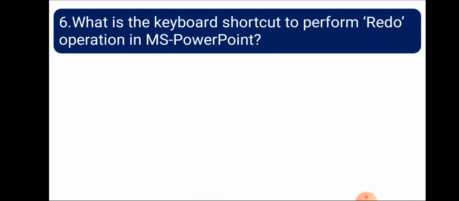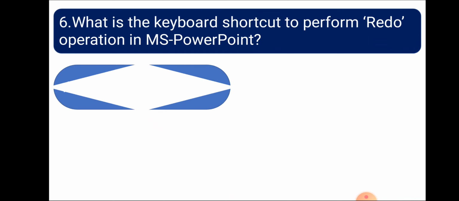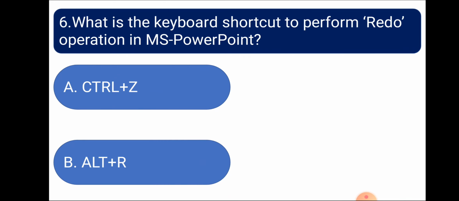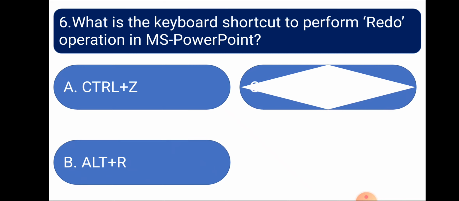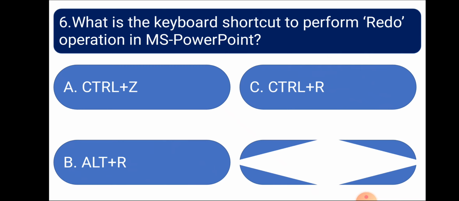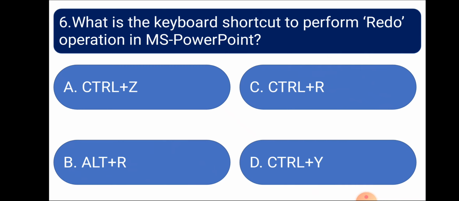Next, MS PowerPoint, that is presentation. Question number 6. What is the keyboard shortcut to perform redo operation in MS PowerPoint? Option A Ctrl plus Z, option B Alt plus R, option C Ctrl plus R, and option D Ctrl plus Y. So correct answer is Ctrl plus Y.